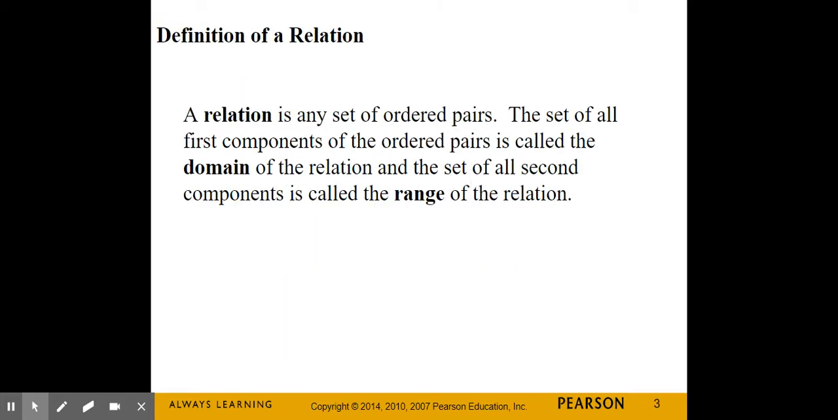All right, definition of a relation. A relation is any set of ordered pairs. The set of all first components of the ordered pairs is called the domain of the relation, and the set of all second components is called the range of the relation. In other words, the domain is the x, the range is the y.